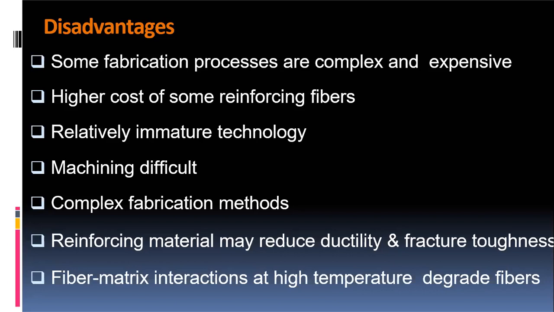Next one, complex fabrication methods. Some of the fabrication methods of the metal matrix composites are very difficult to manufacture. There we are using skilled labor; non-skilled labor is not used there. Only skilled labor is used to fabricate with these methods. That is why it is very difficult to fabricate. That is complex fabrication methods.